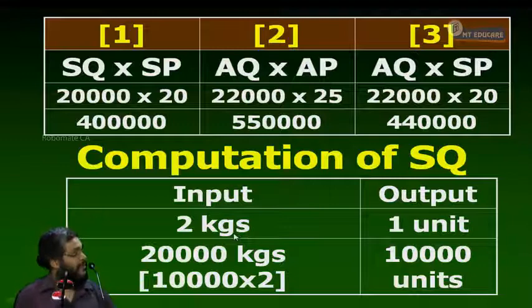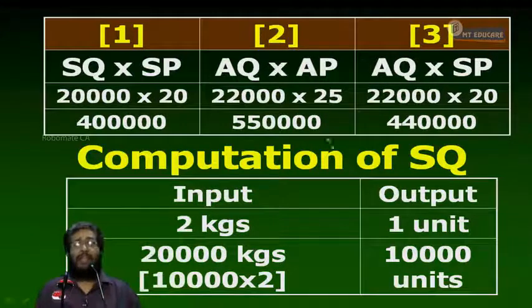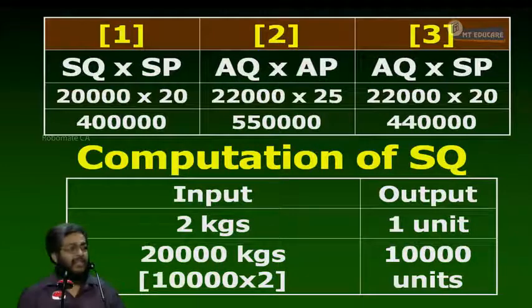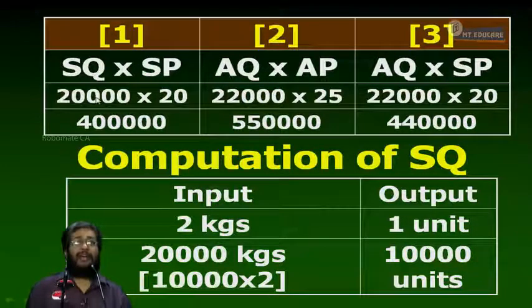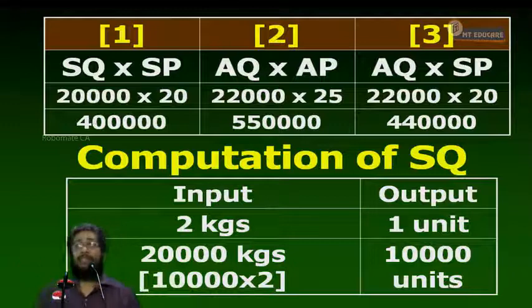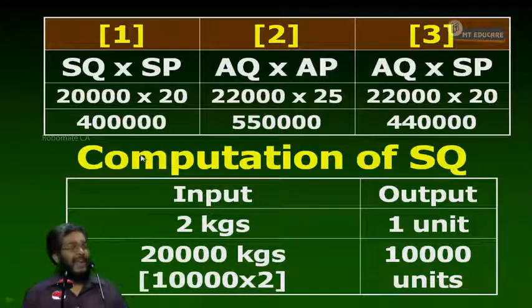Are you following what I am saying? Very simple. The budget says, the target is every unit you should have consumed how many kgs? 2 kgs. For my output of 10,000 units, I should have consumed 20,000 kg. And my purchase manager should have purchased at 20 rupees. That means I should have spent 4 lakh rupees for the raw material.